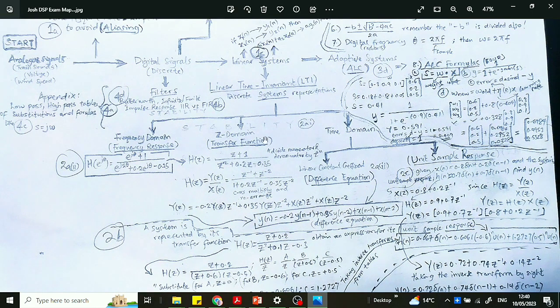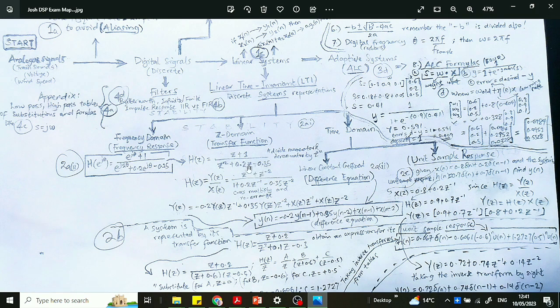Now I wrote stability here. It pops up here and there, somewhere around 4D or 4B also. Stability is basically, when you have an equation like this, you want to check the stability. Stability, what is that? Remind me. Yes, you find the poles, you find the roots.